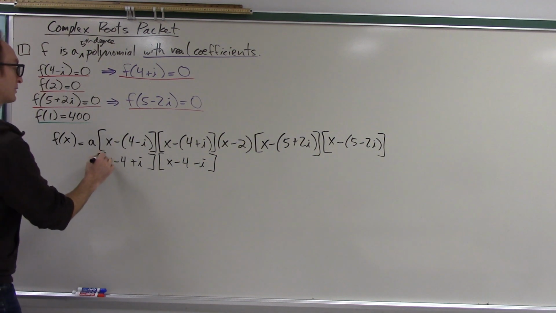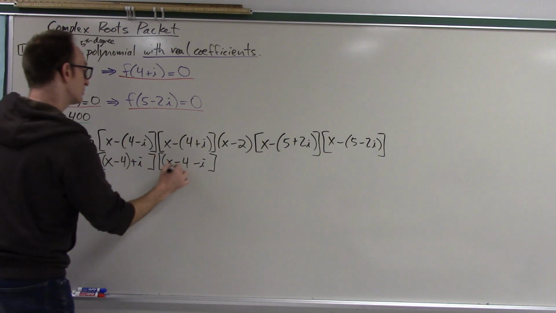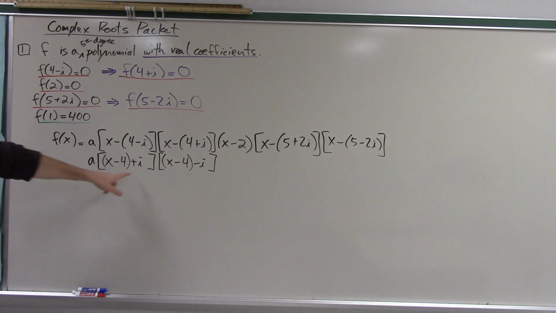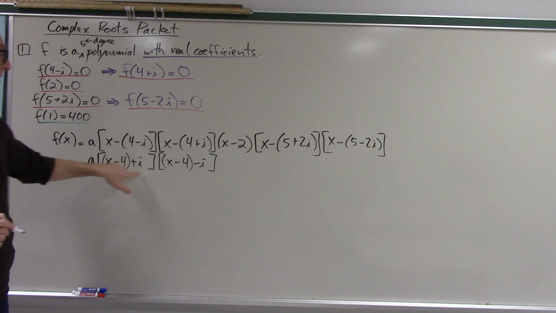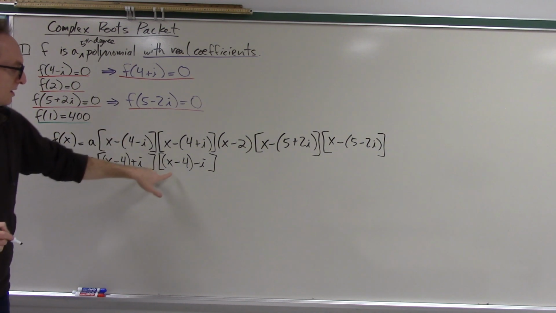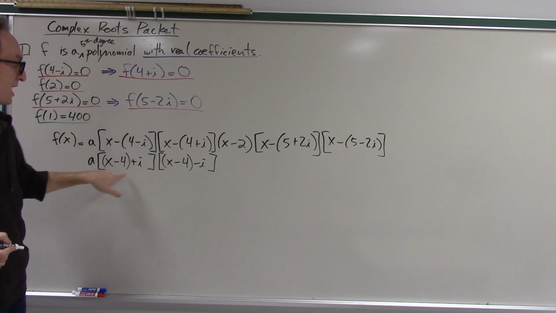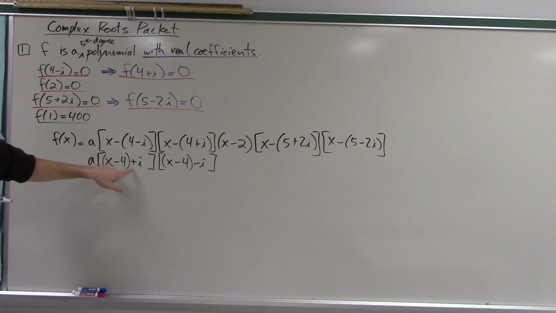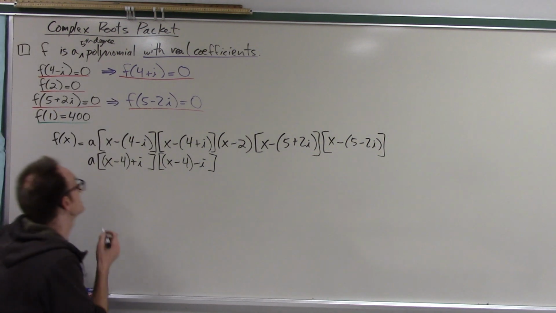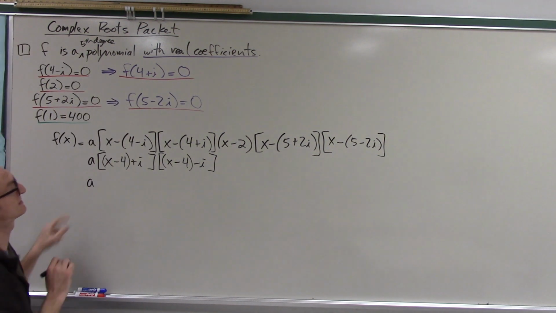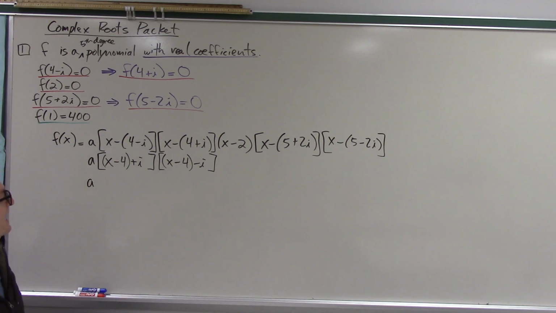Okay, and then by regrouping slightly, what I have here is a product which has the difference of squares format. Another way of putting it is these two are conjugates of each other: x minus 4 plus i and x minus 4 minus i. And so it becomes very nice and simple to multiply these out.